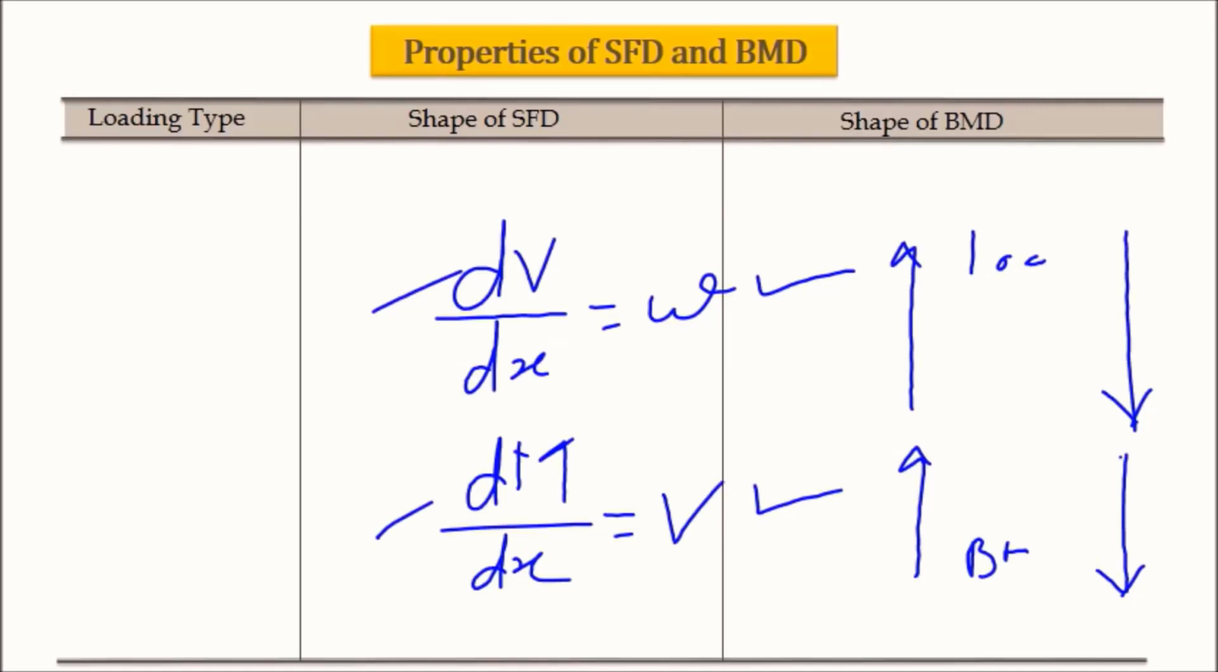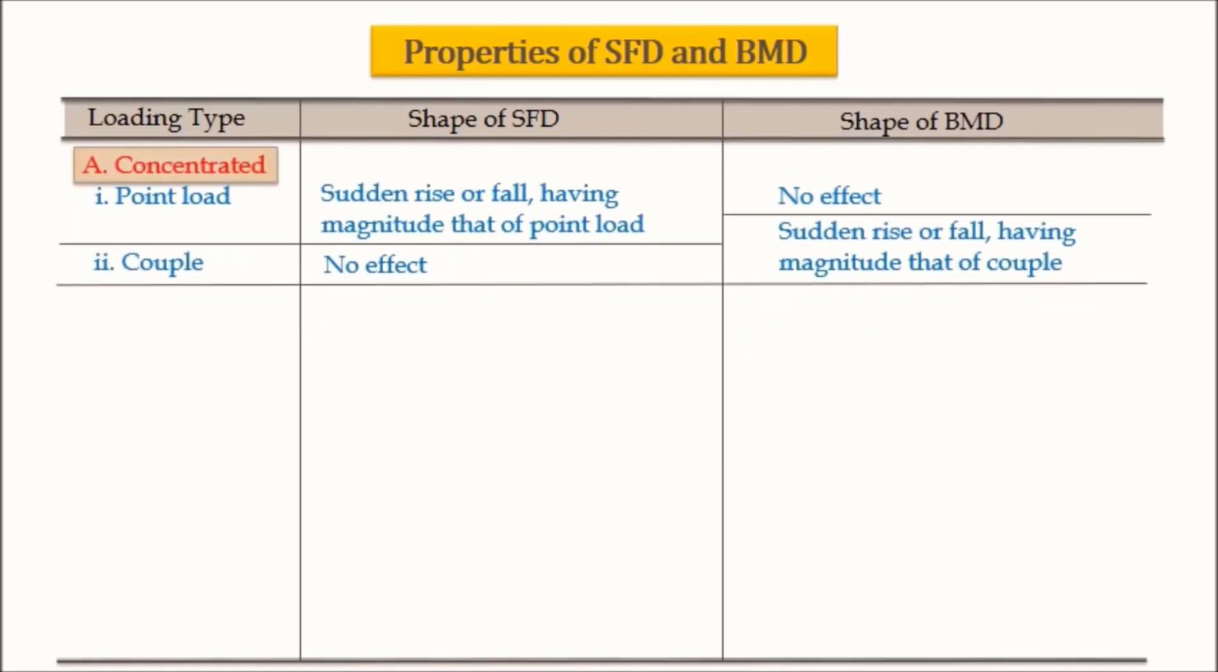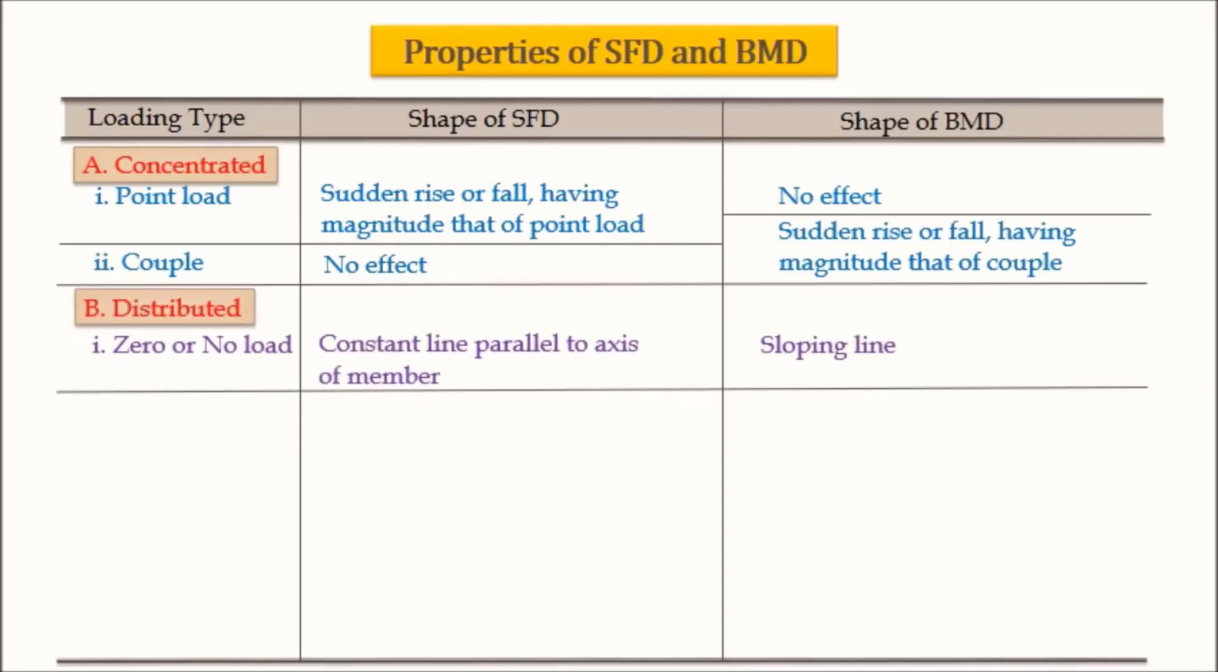So let us have some recap on all these things. First is concentrated loads. Two effects are there: one is point load and the other is couple, as you are seeing on the screen. Shape of SFD shows a sudden rise or fall when a point load is there, but no effect in BMD. But when a couple is acting, there is no effect on SFD, but there is a sudden rise and fall in BMD. All these things we have already learned in session number 1. I am just taking a recap.